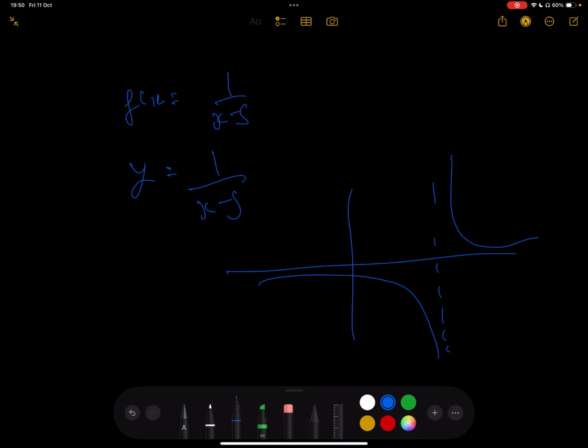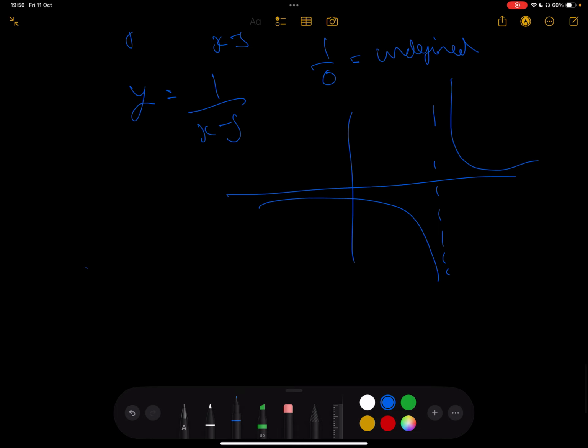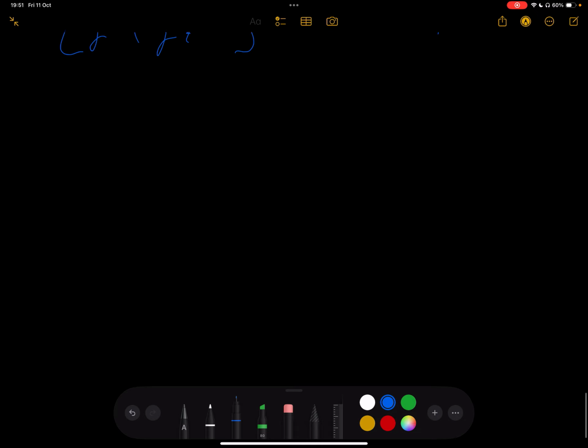And hence we can see that y cannot equal 0, because no matter how small or large x is, y will never be able to equal 0, because 1 over 0 is equal to undefined. And no matter what x is, y can't be 0. So therefore the range is y such that y cannot be equal to 0. Let's look at another one.